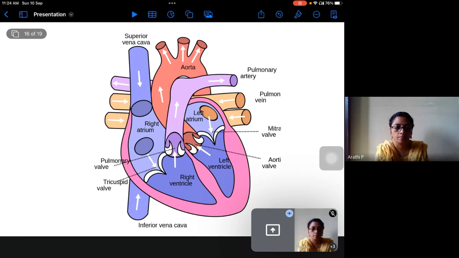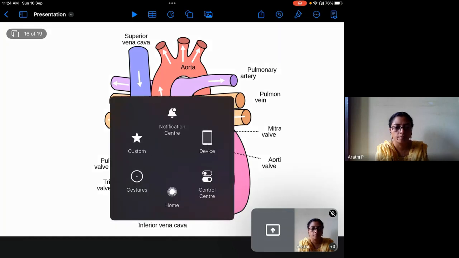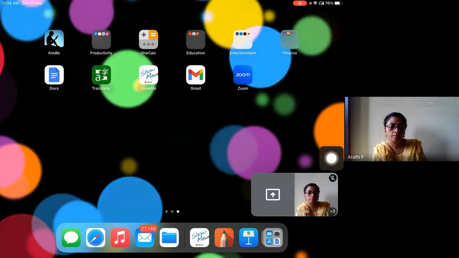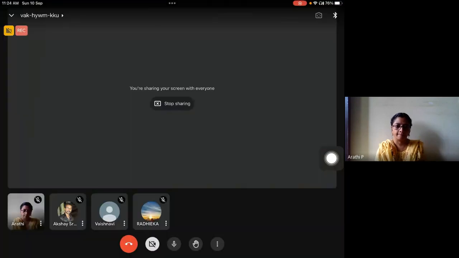Now you tell me, what all can go wrong in this? What are the common terminologies that we come across? Problems related to the heart which we come across on a day-to-day basis.